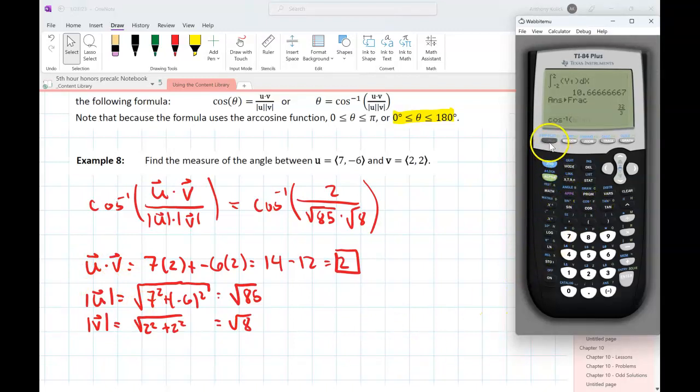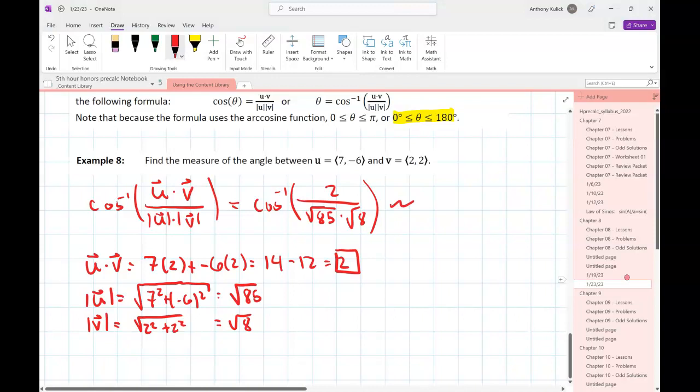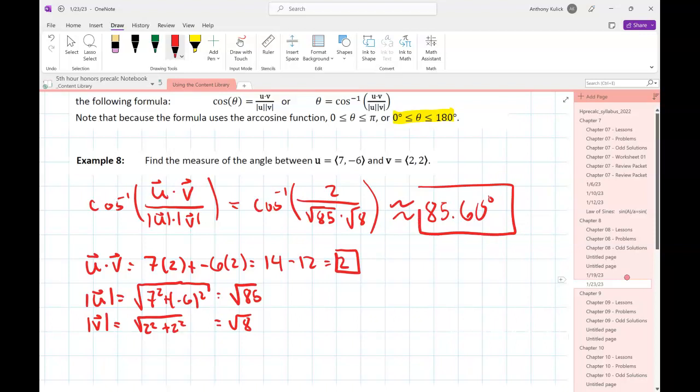So cosine inverse. And I'm going to use the fraction command here, because if I don't, I'm going to have to use a lot of parentheses, and it'll get a little confusing. So I would strongly encourage you to make sure you're using that fraction command. Of course. And I get about 85.6, assuming that my calculator was in degree mode. What's the best way to check this?